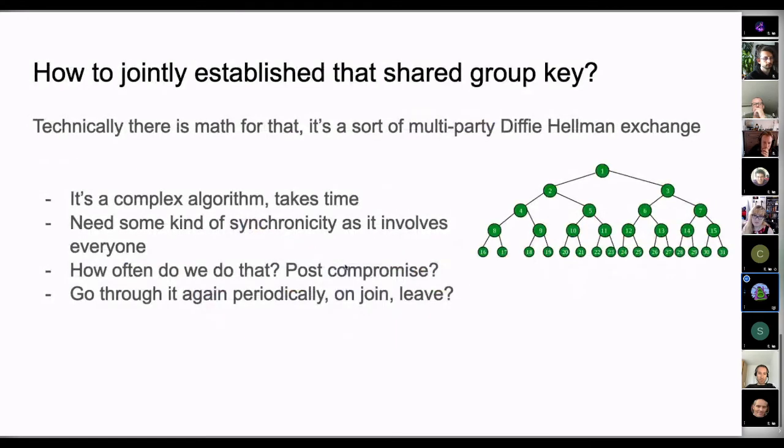The issue with that is the key exchange problem. How do we establish the secret key? Technically there is math for that. It's like a multi-party Diffie-Hellman. It looks like a huge binary tree. We don't care about that. The thing to remember is that it's complex, so it takes time. It also needs synchronicity, meaning that everyone has to be online at some point so that we agree on the shared key. And what happens if the group key is compromised? Do we have to do that again periodically? And again, it will take a lot of time. So it's not practical to do that.